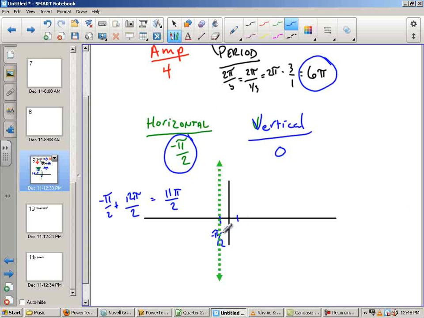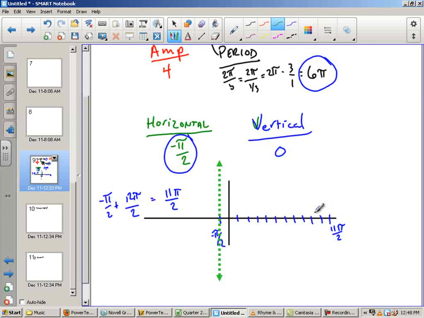Well, this is 0, so first mark. Since that was pi halves, this is 1 pi half, 2 pi halves, 3 pi halves, 4, 5, 6, 7, 8, 9, 10, 11. This is 11 pi halves. And that's important because I know that when I start here, I'll go through a motion and I'll stop right here.